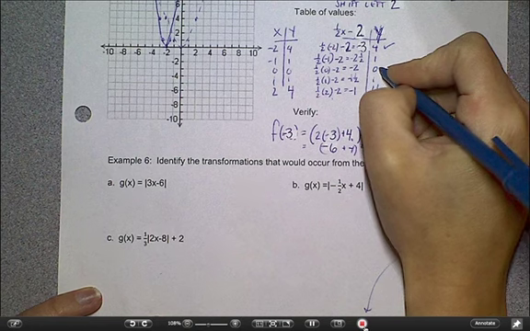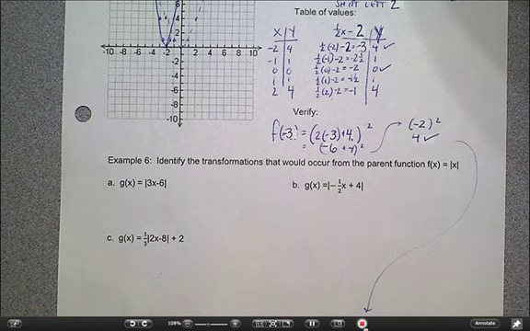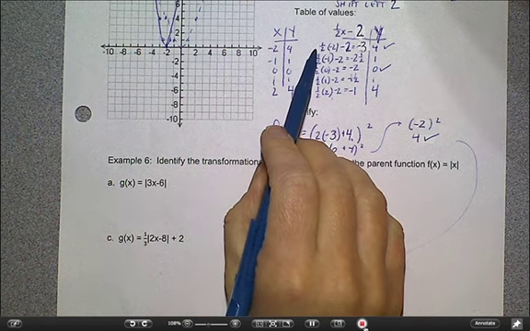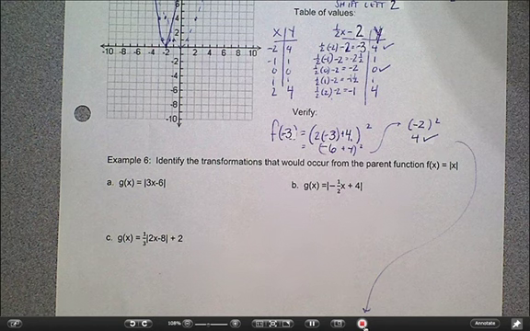Again, I was just verifying another point since this was a little bit different. And just showing again that this idea that it has to be factored out, so it's 1/2 minus 2 instead of 1/2 minus 4.